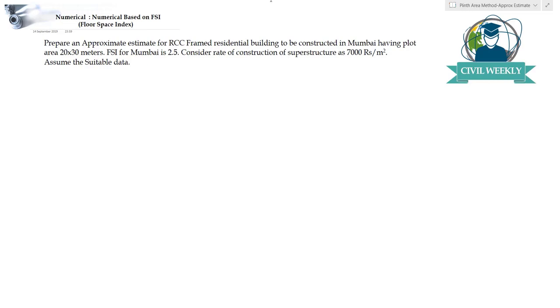In today's lecture, we are going to solve a numerical based on FSI, and today we are going to apply a method, and that is the plinth area method. So we will be using the plinth area method to calculate the approximate cost of a particular structure that is given to us. First of all, we will read the numerical and then we will try to extract the data from it.